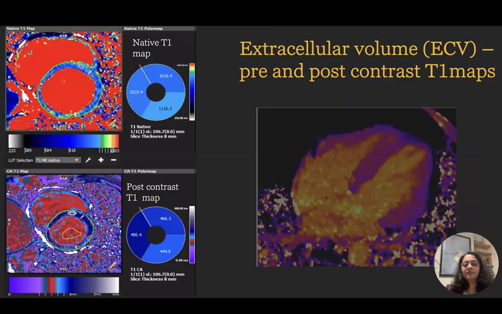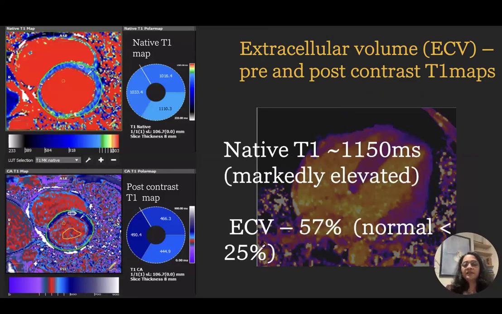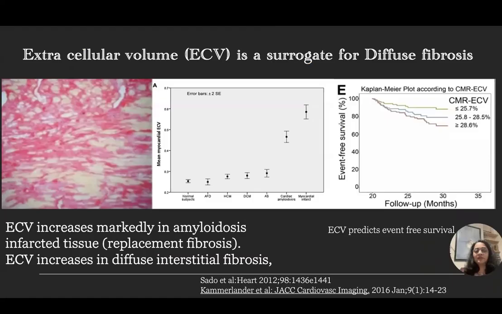Unlike native T1 maps, which are pre-contrast sequences, ECV calculation requires pre- and post-contrast T1 acquisition. In this example, both native T1 and ECV are markedly elevated. ECV, or extracellular volume, is an important metric that is now obtained routinely and reliably on modern cardiac MRI technology. In the past, it was nearly impossible to estimate diffuse fibrosis, which is a key disease process. Think of lung or liver fibrosis. The heart is no different.